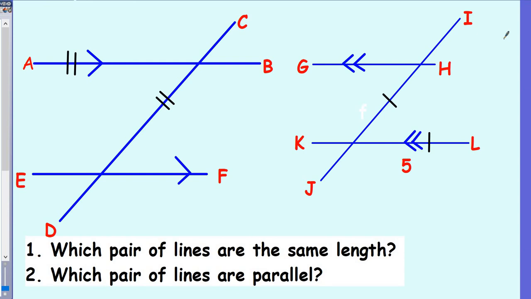Okay, Year 7, in your light blue books, can you please tell me which pairs of lines are the same length and which pairs of lines are parallel? Pause the video and have a think in your light blue books for me.